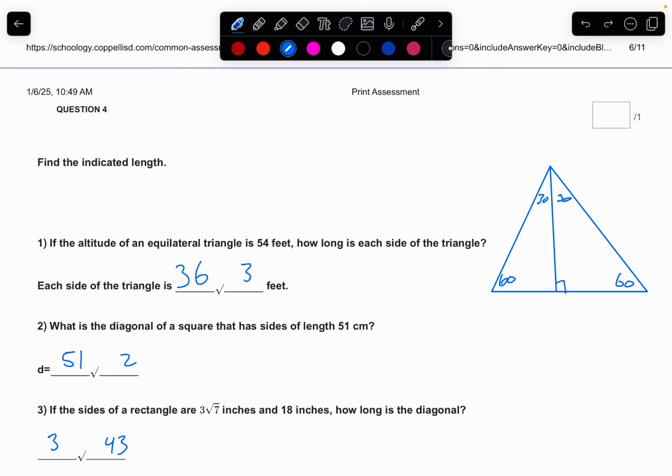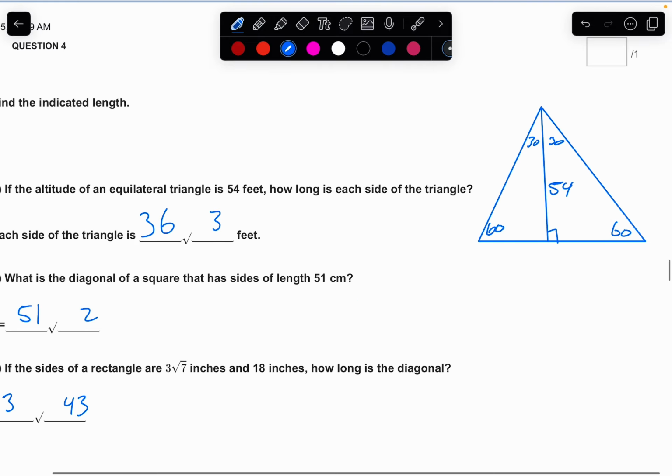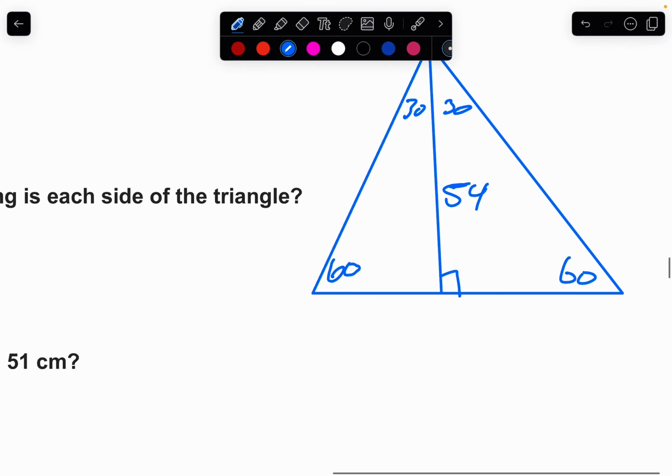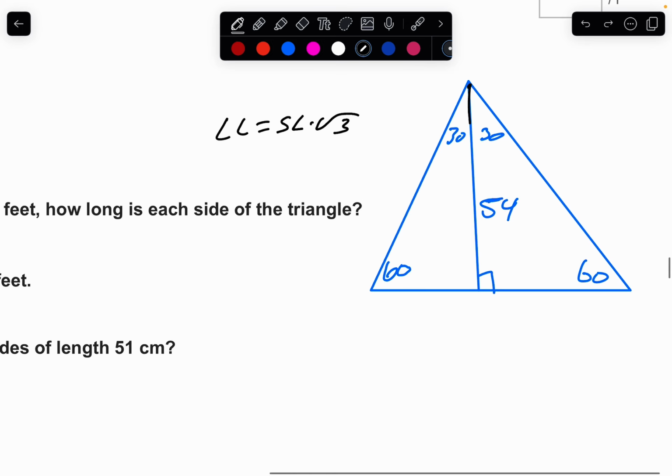It says if the altitude is 54, well, this is the altitude. That's 54. Then how long is each side? So this is 30, 60, 90 rules. The long leg equals the short leg times root 3. And the altitude, if you focus on just the right triangle, not the whole triangle, just the right triangle, the altitude is the long leg.